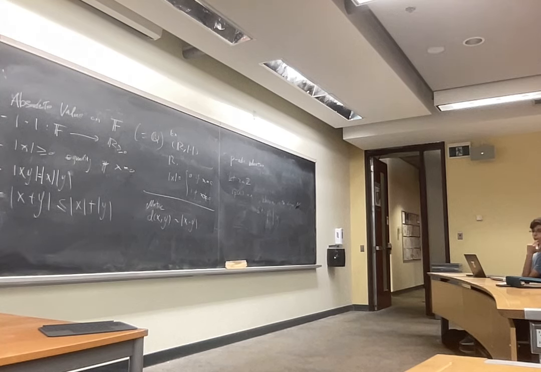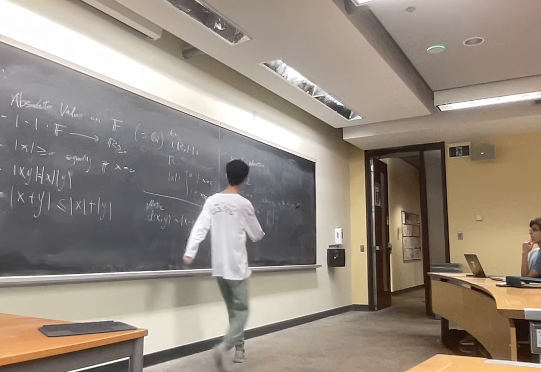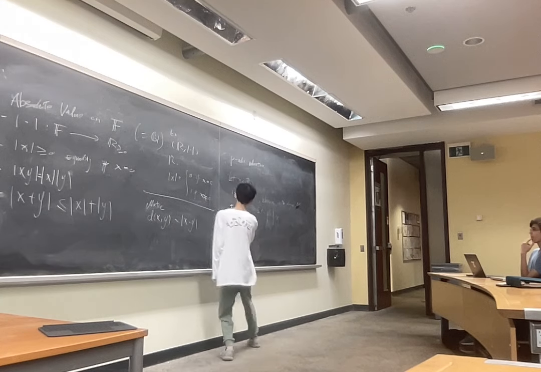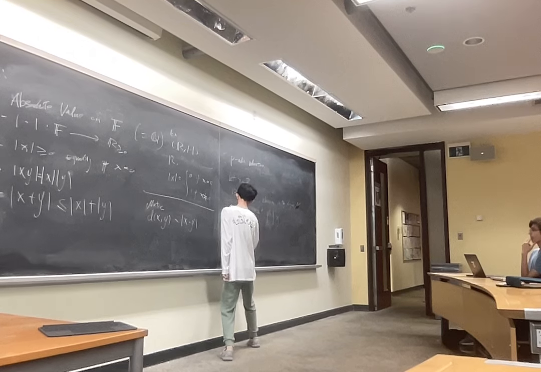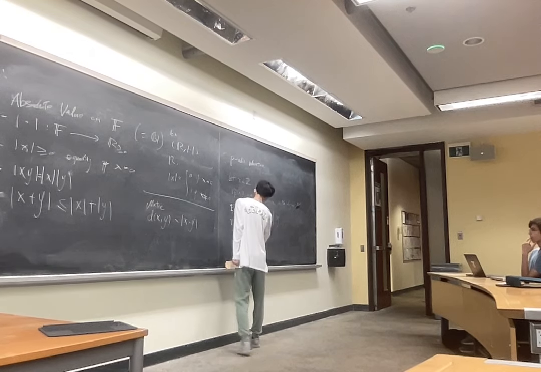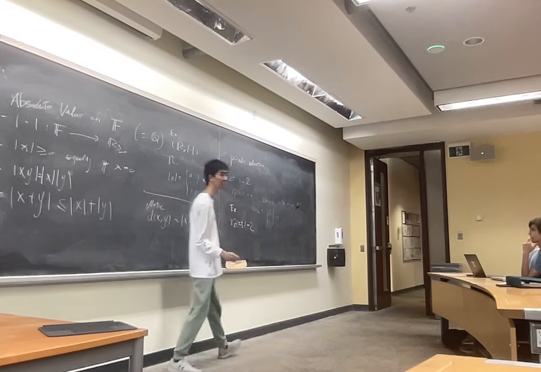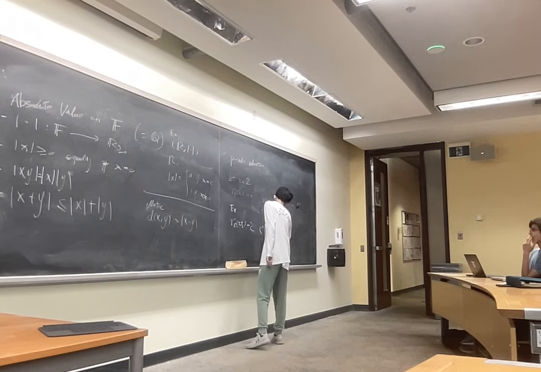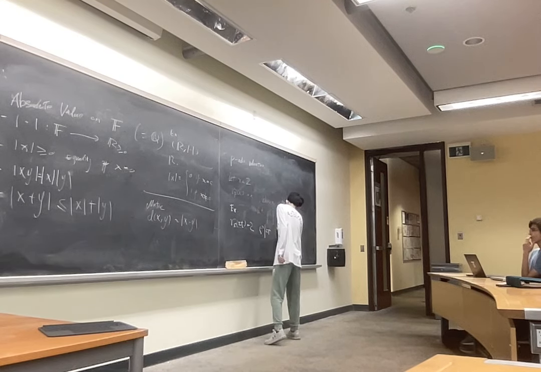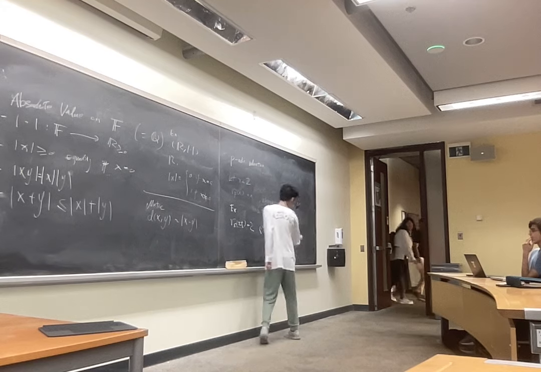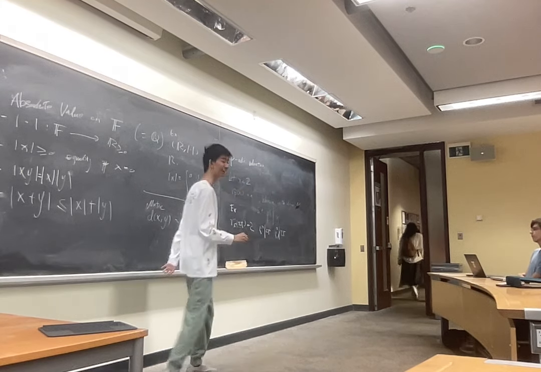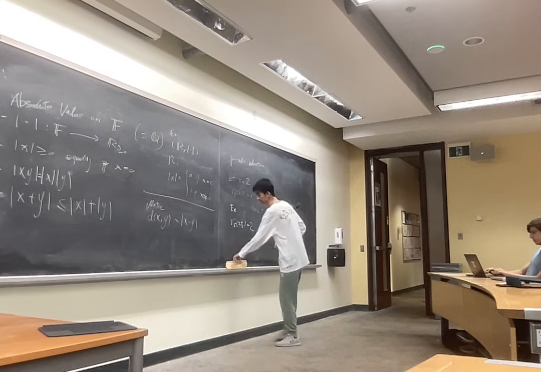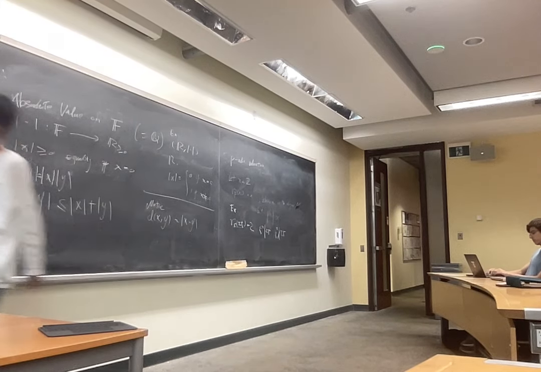Let's have an example. The 5-adic valuation of 25 is 2, because 5 squared divides 25, and 5 cubed is too large. It does not divide. Make sense? We have the p-adic valuation on integers. Let's extend the p-adic valuation to Q.